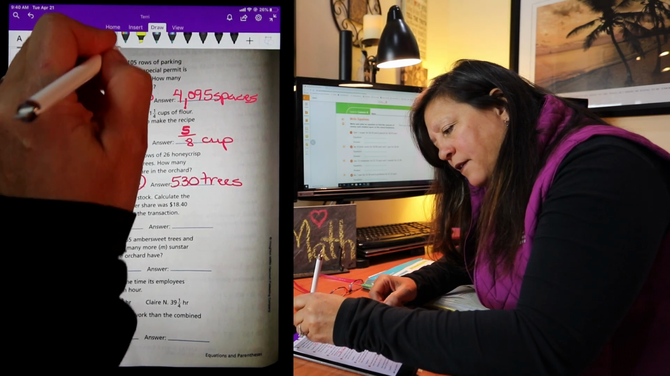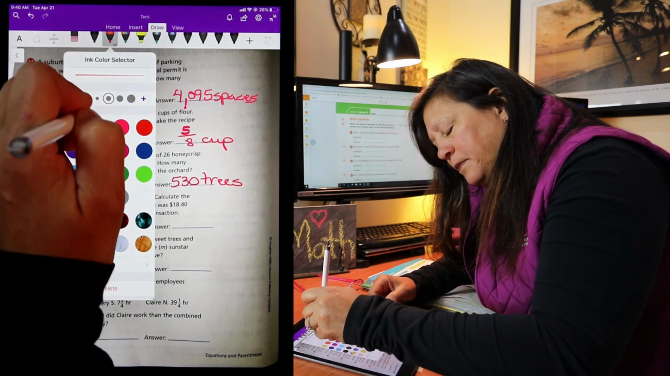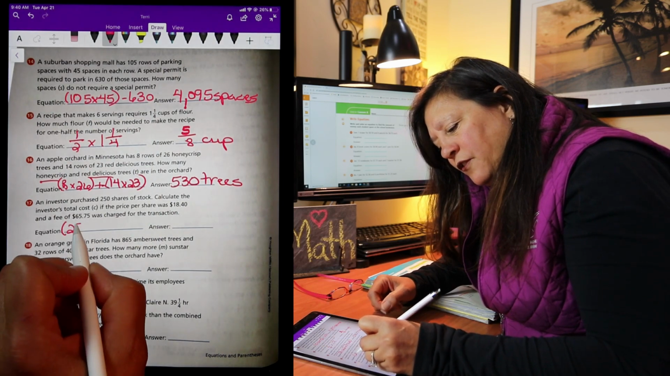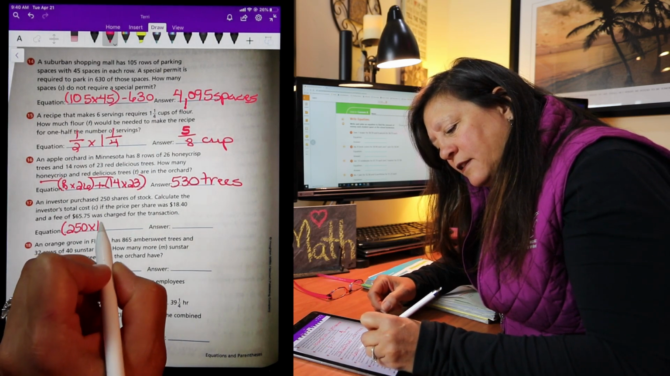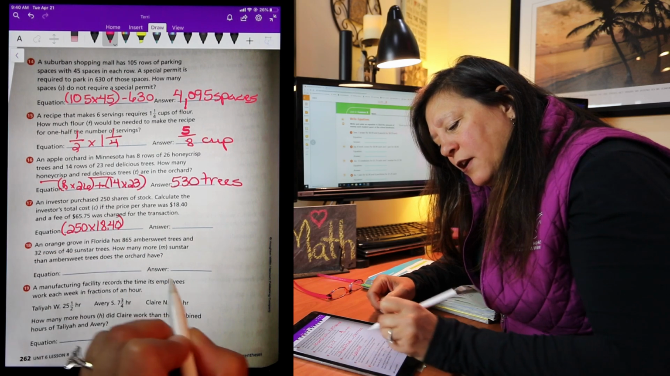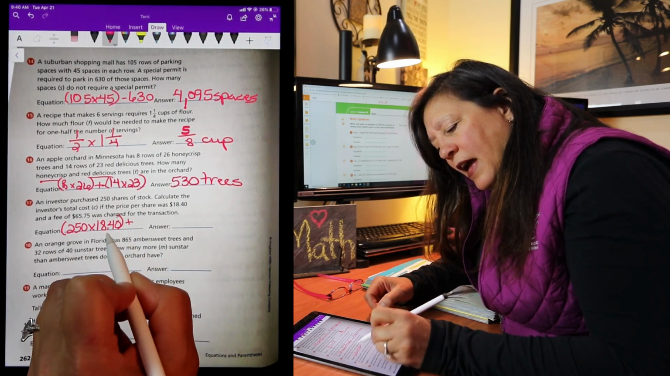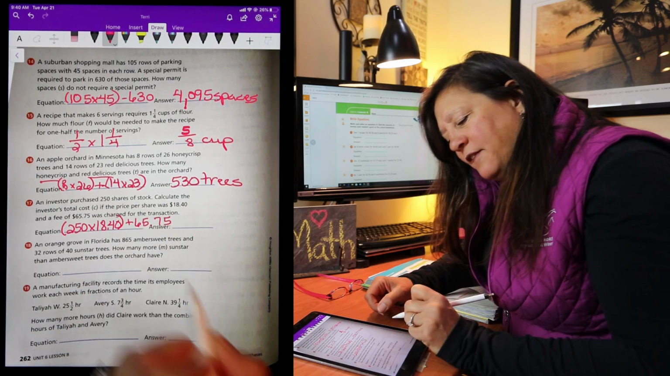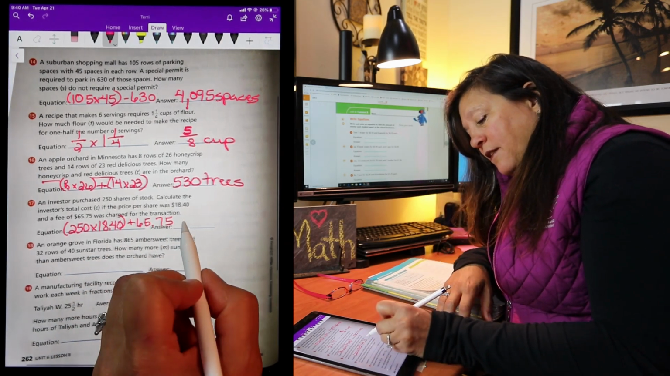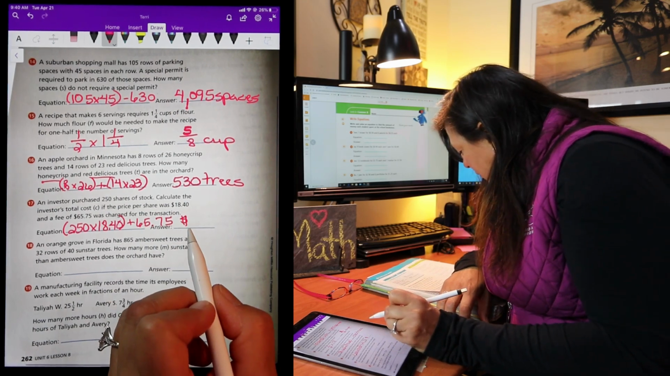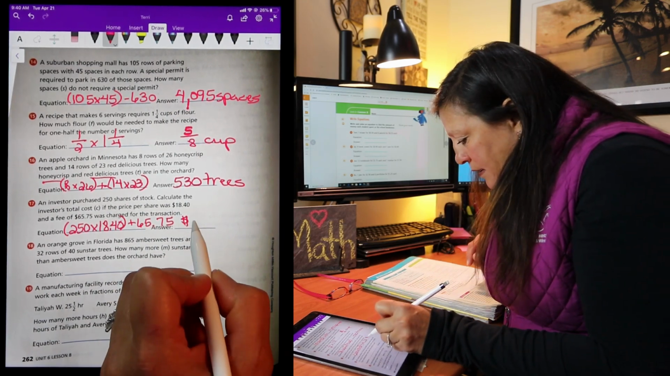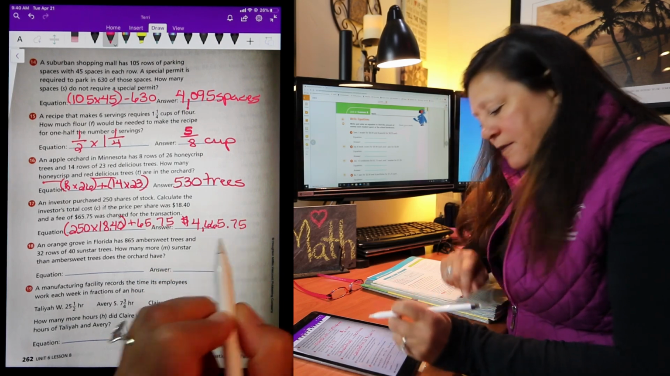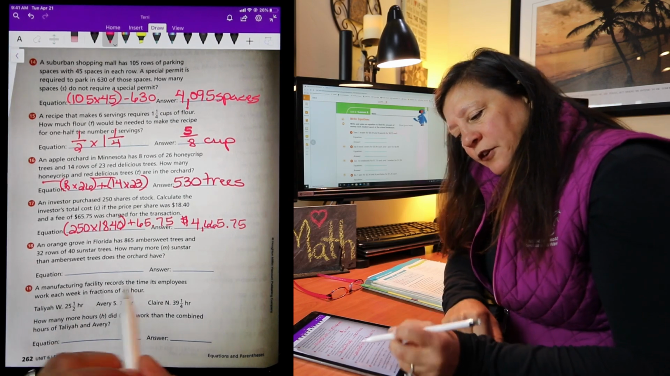Okay, so we have 250 shares of stock at $18.40 per share. Once we solve that, then we also have to add in this extra fee of $65.75. Okay, and total cost, all said and done, is $4,665.75. So check your answer.